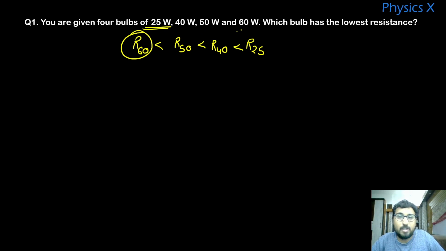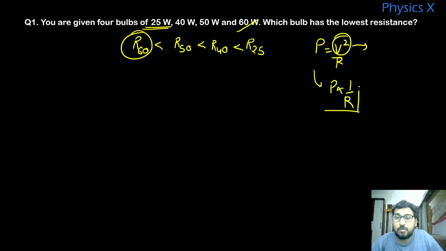So this 25 watt will have the maximum resistance, and the 60 watt will have the minimum resistance. So 60 watt will be the answer, because power is inversely proportional to the resistance. Power is equal to V square by R, and V will be constant everywhere. The supply systems we are mentioning, the potential difference, will be the same, it will be constant. Then in that case, power is inversely proportional to the resistance.